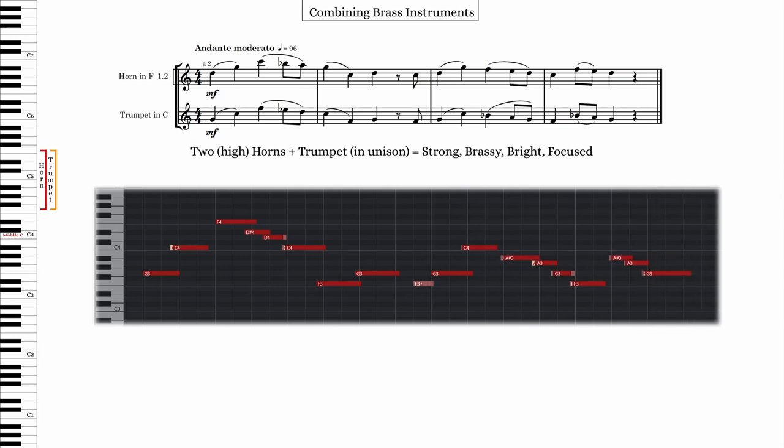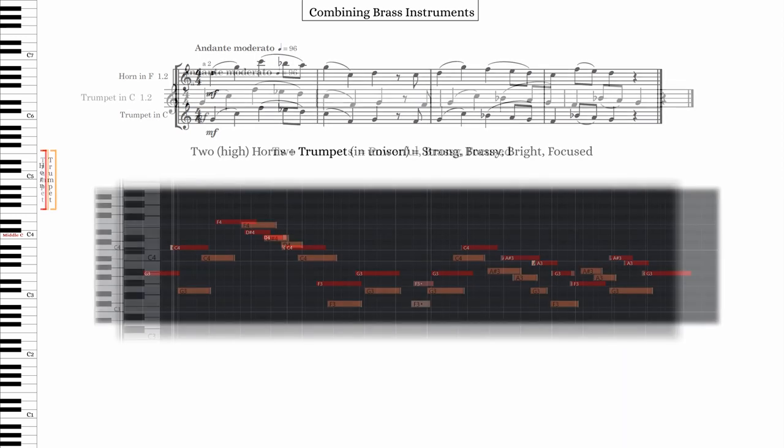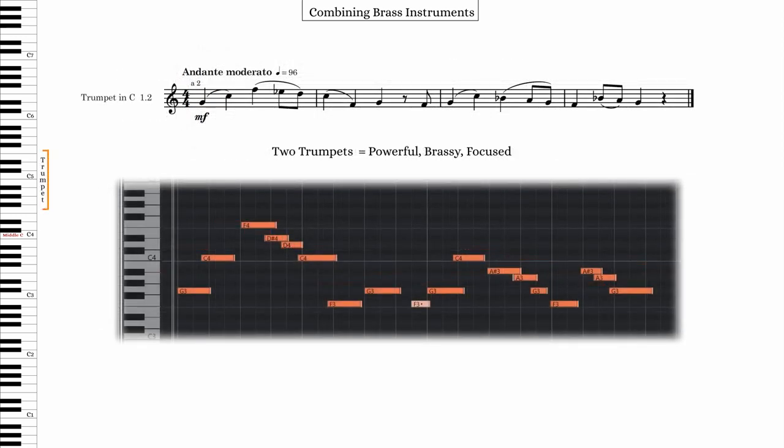This melody would also work well with just trumpets. I'll remove the horns and add a second trumpet in unison. Again, by adding a second player of the same instrument, you reinforce some of the strengths and timbral qualities of that instrument, but you lose a bit of the warmth and intimate qualities of the soloist. In this case, the melody becomes a bit more commanding, with a brassy, more focused sound.